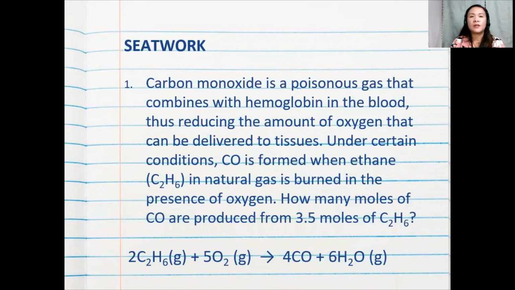So for number 1, carbon monoxide is a poisonous gas that combines with hemoglobin in the blood, thus reducing the amount of oxygen that can be delivered to tissues. Under certain conditions, carbon monoxide is formed when ethane, that is C2H6, in natural gas is burned in the presence of oxygen. How many moles of carbon monoxide are produced from 3.55 moles of C2H6? So we have here the chemical equation, which is 2C2H6 plus 5O2 will form 4CO, carbon monoxide, plus 6 water.